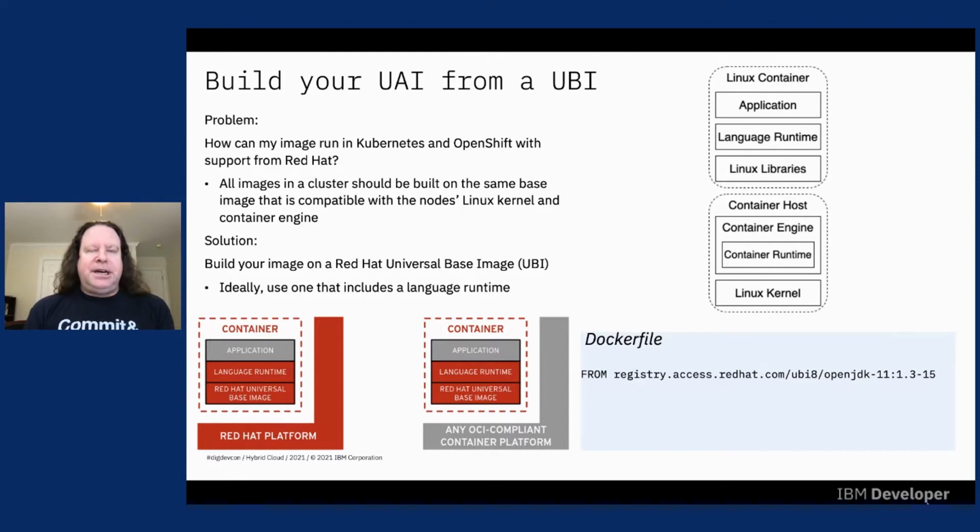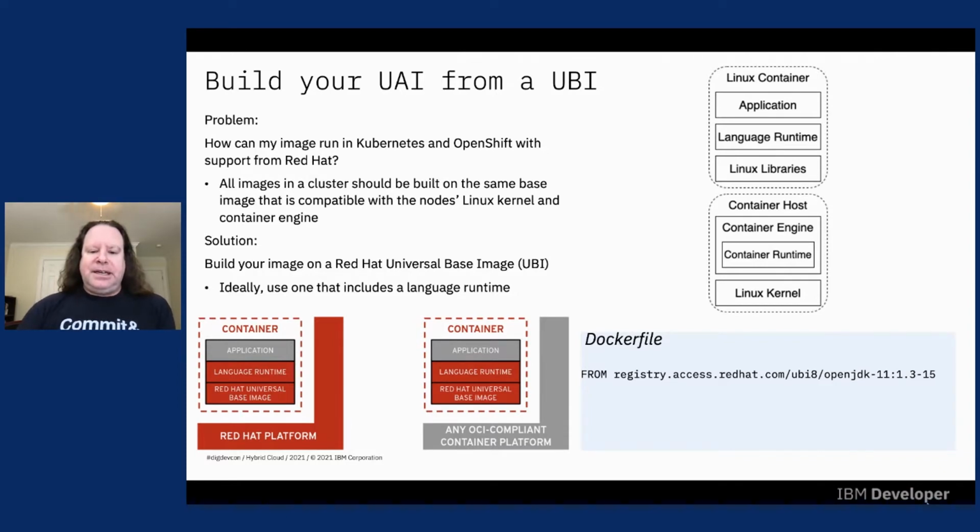UBIs can run not only on OpenShift, but also in Kubernetes, and there's no license fee involved. So this is definitely the best way to build an image so that it'll run in both Kubernetes and OpenShift. And so that when you run it in OpenShift, Red Hat will provide support for the parts that they built, the parts in red.